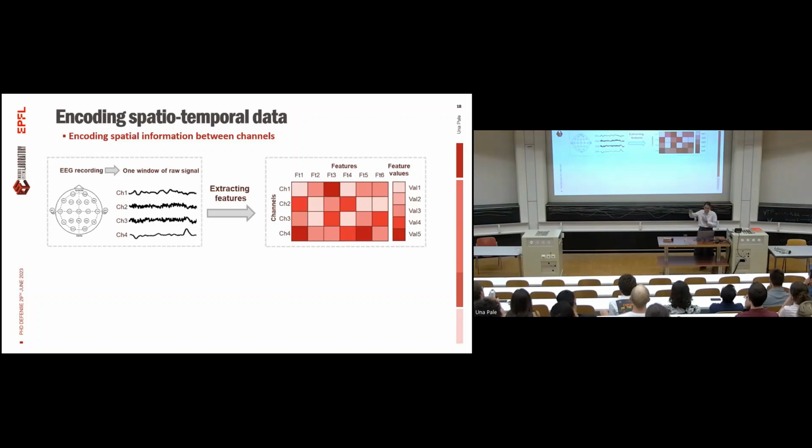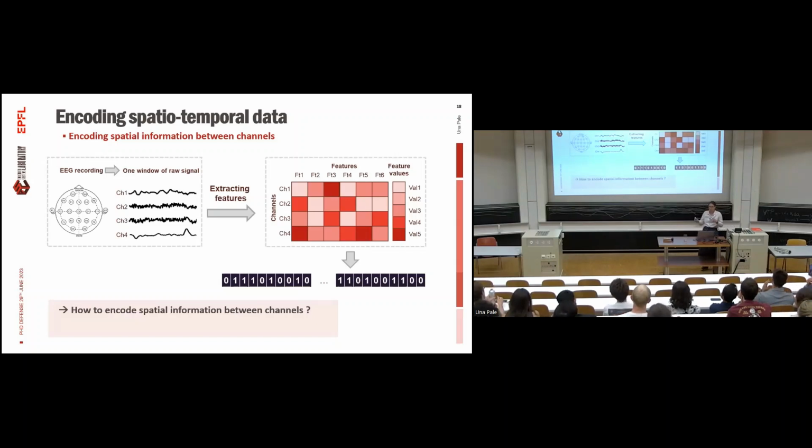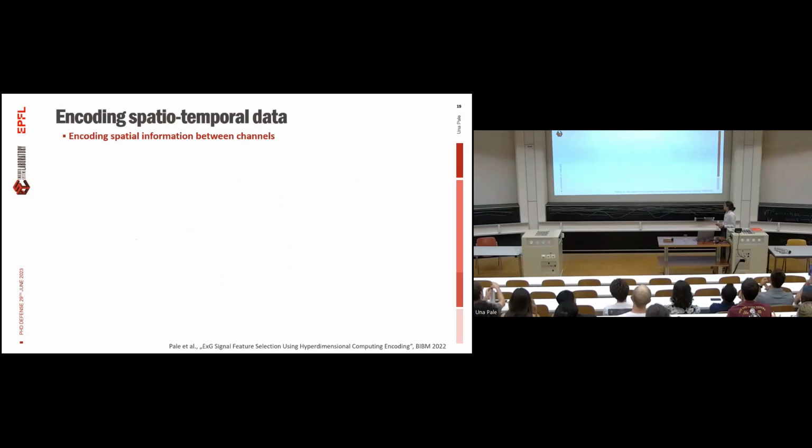And if we have time, it would be even a 3D table. And the question is how to then represent all this information in one vector. And here, in this small part, I focused on encoding spatial information, so encoding the channels from which the information comes. And does it bring improvement to the performance?